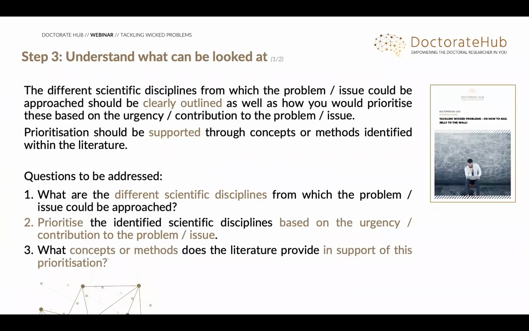Now, the different scientific disciplines from which the problem could be approached should be clearly outlined. Remember earlier, the research organization case, there were many different areas. And the more precisely you can work them out, the better you can get the problem laid down. And you also should understand what the urgencies are in there, because urgencies can always make the problem worse. And therefore, prioritization should be supported through concepts or methods identified within the literature that tell you how to deal with it. So at this point in time, questions that you might have are, what are the different scientific disciplines? How can I prioritize the identified scientific disciplines? And you might not be, but in case you are, that would be good. And what concepts or methods does the literature provide us that we could build on?